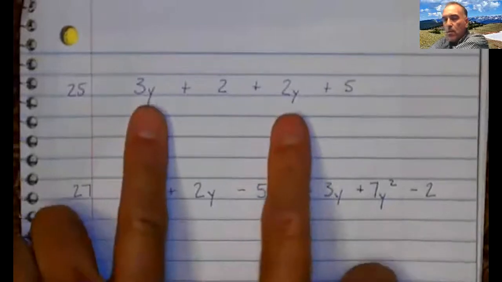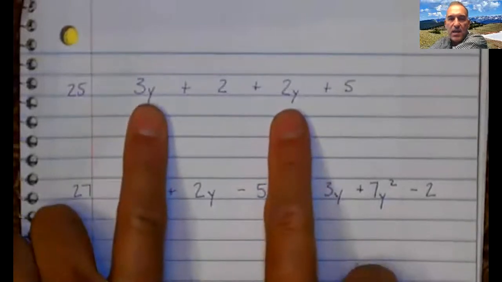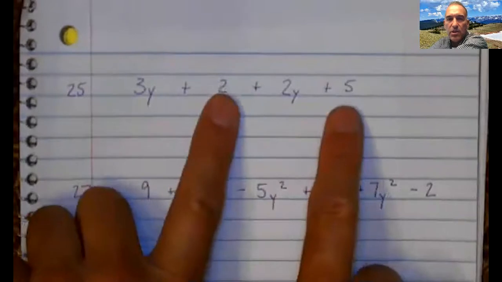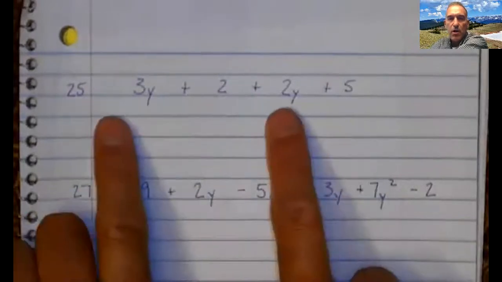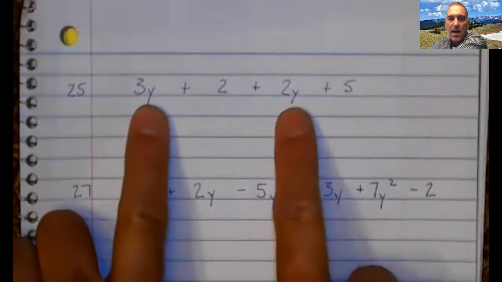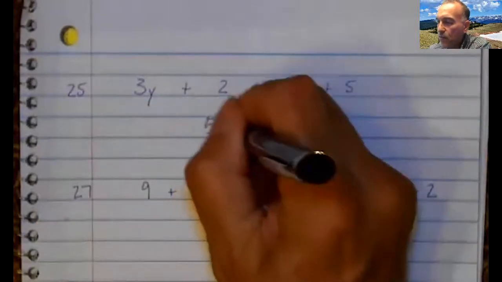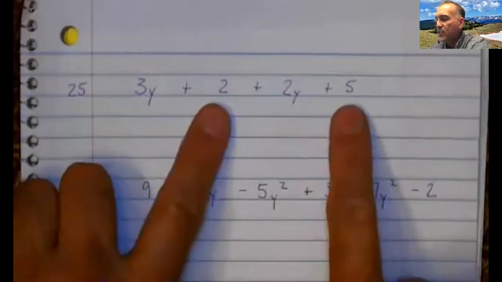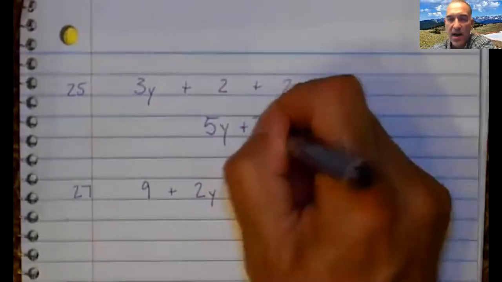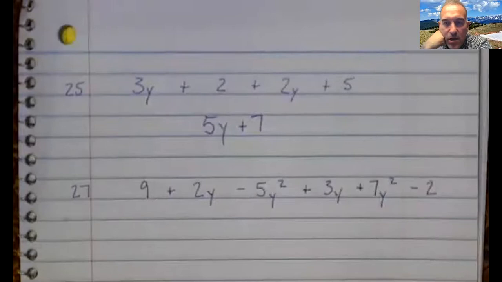Look at this. Right away, I see these are like terms. So are these. They're constants. So you should go, I see 5y. Do you see 5y? You should. 5y plus 7. I have now combined like terms.